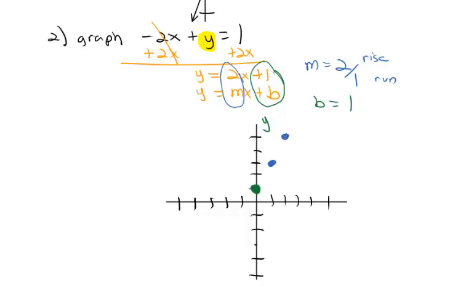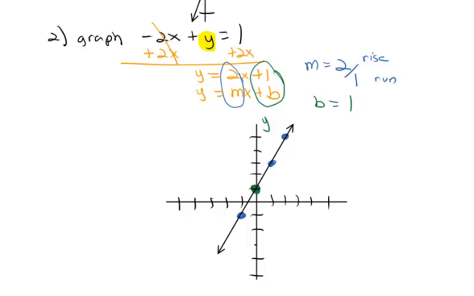We could go backwards, rise negative 2, run negative 1. Whoops. Make sure we do it right. Count the x-axis as a point. Rise negative 2, run negative 1. There we go. And now we should all line up nice and pretty on a straight line. There's our graph.